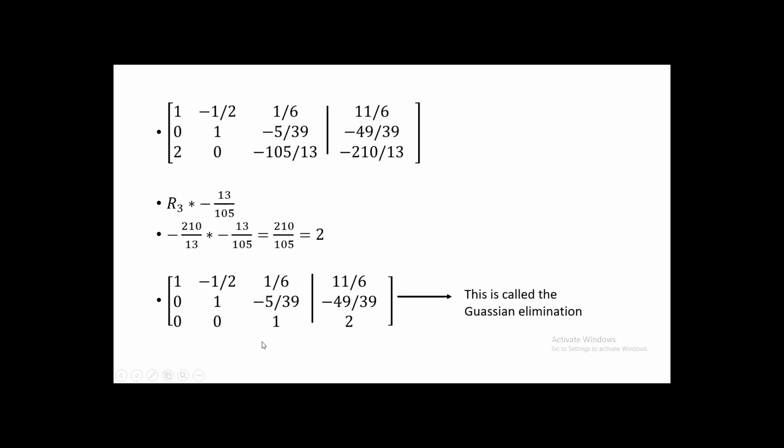Now this is basically called Gaussian elimination, where all the pivot elements are 1, and all the entries underneath the pivot positions are 0.